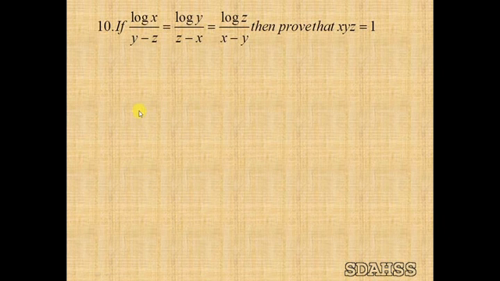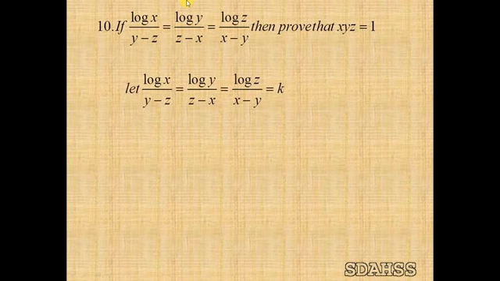If log x divided by y minus z is equal to log y divided by z minus x is equal to log z divided by x minus y, then prove that xyz is equal to 1. Let log x by y minus z is equal to log y by z minus x is equal to log z by x minus y is equal to k. Let us assume the given expression be k.